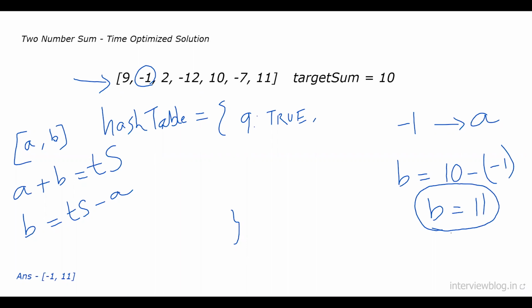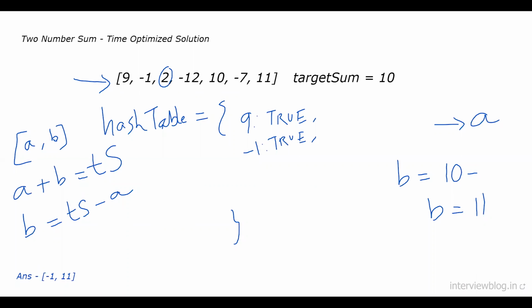Now I'll check if this B is present in the hash table. Since B is not present in the hash table, that is 11 is not present in the hash table, I will simply add -1 to the hash table, saying that it is present in the array. So next, I'll be visiting the element 2. Now my A is 2, and I will be subtracting 2 from 10, that is my target sum, to find B. And now my B is 8.